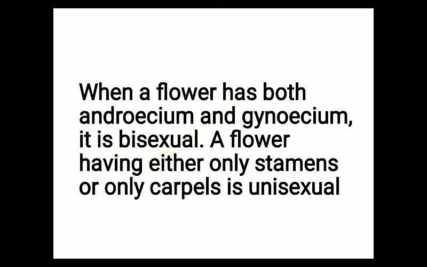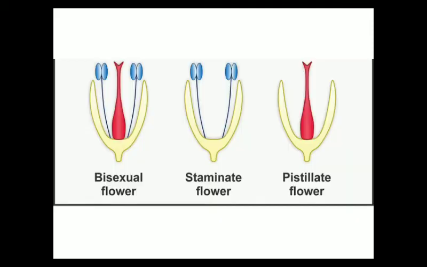But on the other hand, if any flower possesses either stamen or carpel, such a flower is known as a unisexual flower. So in a bisexual flower, both stamen and carpel are present, but in a unisexual flower, either stamen or carpel is present. A unisexual flower which possesses only stamen is known as a staminate flower. And a unisexual flower which only possesses pistil or carpel, the female reproductive part of the flower, is known as a pistillate flower.